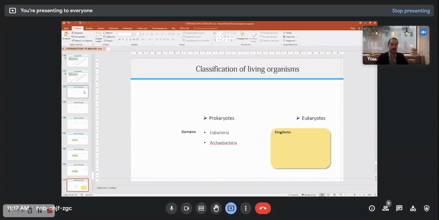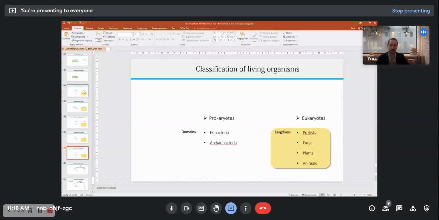Eukaryotic organisms can be subdivided into different kingdoms. Kingdom of protists, and protists are single-celled eukaryotic organisms. So they are organisms composed of a single cell that has a nucleus. And some of the important parasites that can lead to diseases are represented by protists. And we will study them in more detail during the section of parasitology. Another kingdom is fungi, another plants, and another animals.